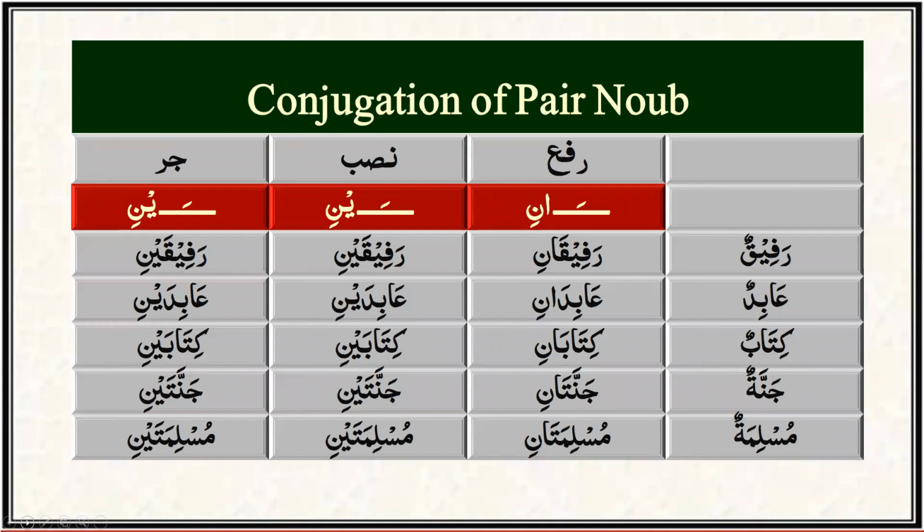Now, examples are Rafiqun, Rafiqane, Rafiqaine, Abidun, Abidane, Abidaine, Kitabun, Kitabane, Kitabaine, Jannatun, Jannatane, Jannataine, Muslimatun, Muslimatane, Muslimataine. So all these words have ane and aine sounds at the end of the words, which indicates a pair noun.